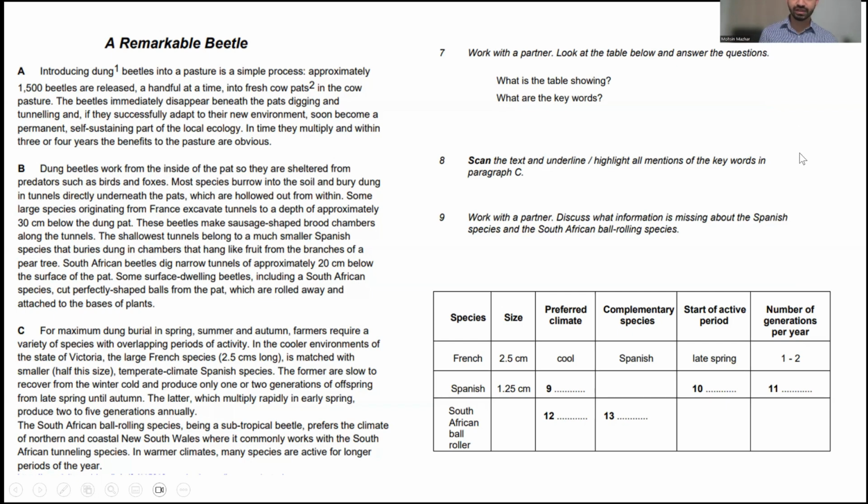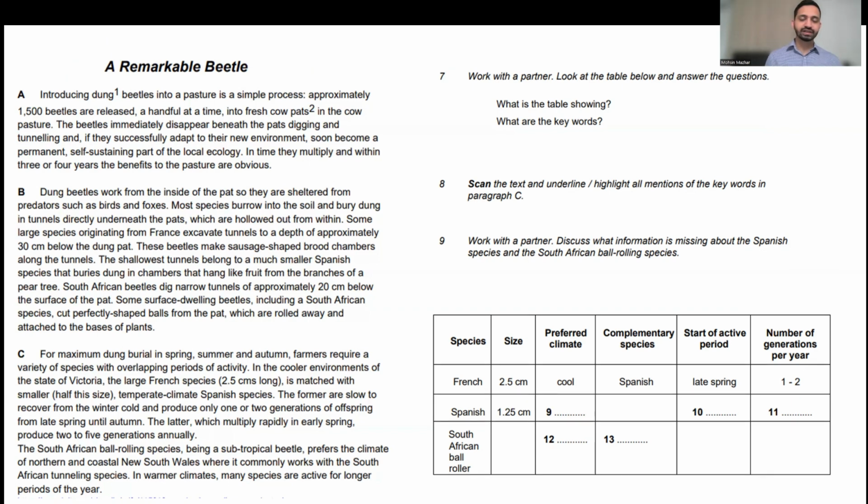What is the table showing and what are the keywords? Let's just look at activity number 7. The table is really showing you the species. You have to read the column headers. Column headers are going to tell you the keywords here. So you're looking for species, you've got size, you've got all the information for French species, right?